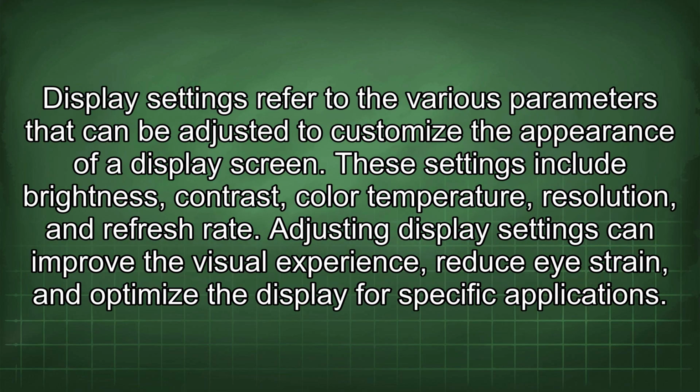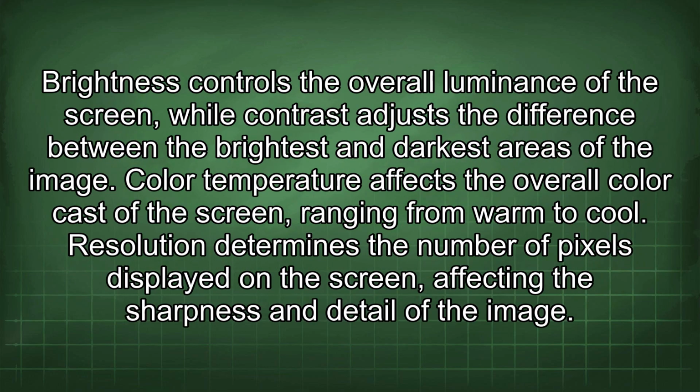Display settings refer to the various parameters that can be adjusted to customize the appearance of a display screen. These settings include brightness, contrast, color temperature, resolution, and refresh rate. Adjusting display settings can improve the visual experience, reduce eye strain, and optimize the display for specific applications. Brightness controls the overall luminance of the screen, while contrast adjusts the difference between the brightest and darkest areas of the image. Color temperature affects the overall color cast of the screen, ranging from warm to cool. Resolution determines the number of pixels displayed on the screen, affecting the sharpness and detail of the image.